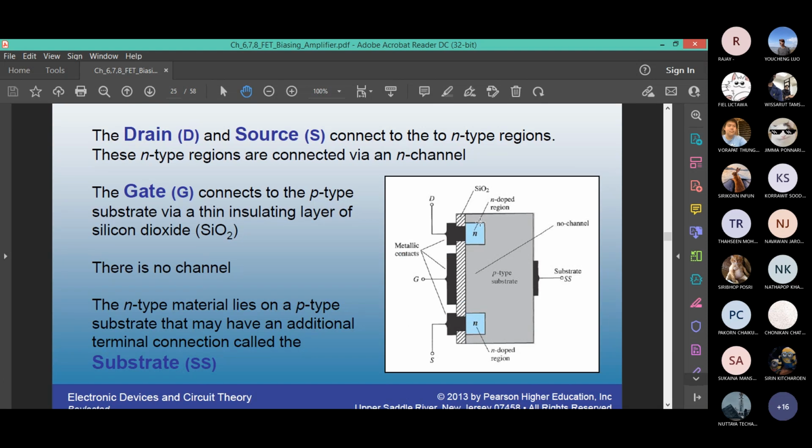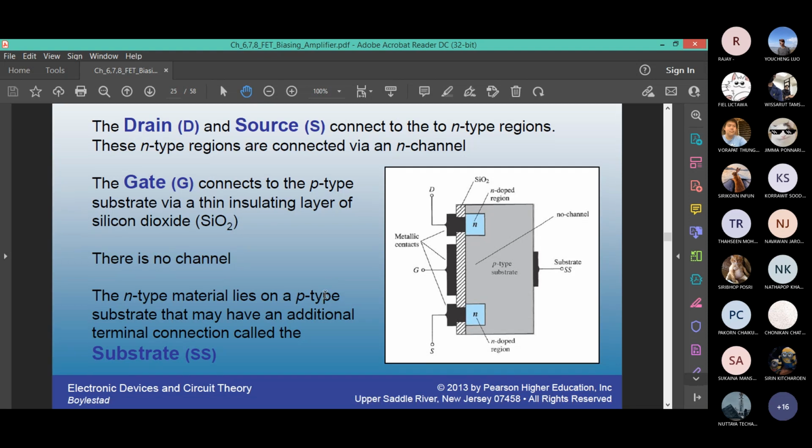The difference between D-type and E-type is the two N regions are not connected through a channel. And I told you this slide, the publisher made a mistake. It says these N-type regions are connected via N channel. This is not correct. For this, it's wrong. There is no N channel. And then again, it says there is no channel. So contradictory. Maybe they're copying from the same slide. I did not make this slide. I was given these slides from Pearson Education.